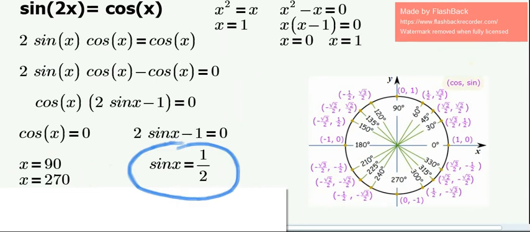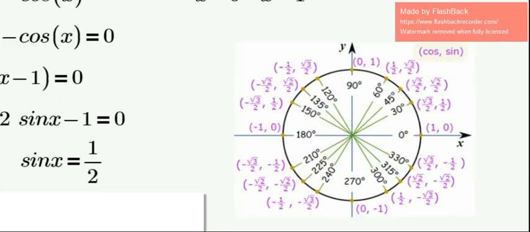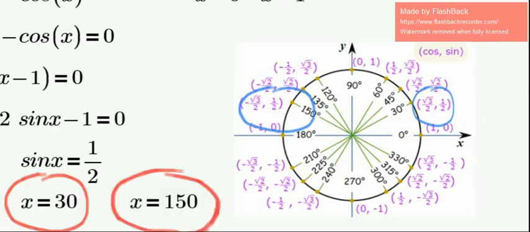Then to figure out where sine of x is 1/2, again I have to think about angles, and the y-coordinate is represented by sine. The first place that sine is 1/2 is at 30 degrees. Likewise, on the other side it's going to be 1/2 at the angle 150 degrees. So we'll get x equals 30 degrees and 150 degrees as our solutions to this part of the problem.